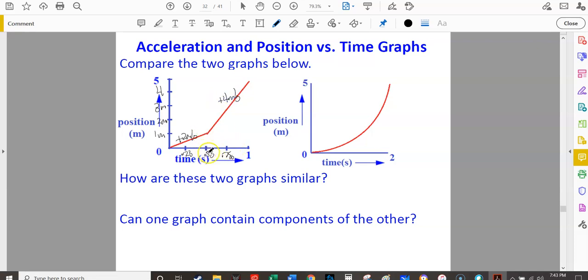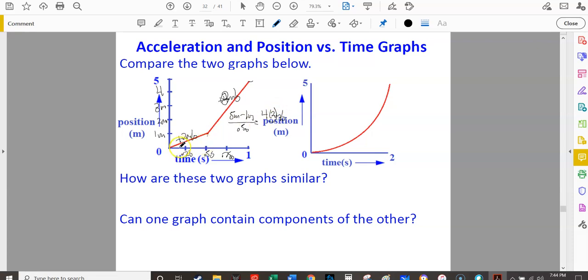And that's what I'm kind of looking at. So this is going to be 5 meters minus 1 meter, all over 1 second minus 0.5 seconds, so that'll be 0.5 seconds. So this is going to be 4 over 0.5, so that's actually going to be 8 meters per second.